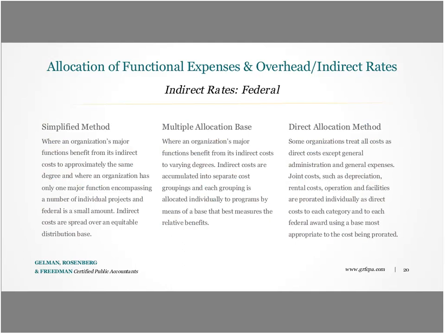So there are three basic methods for allocating indirect costs under CFR 200: the simplified method, multiple allocation, and direct allocation. The simplified method is generally used when you have one main programmatic activity with multiple grants. Under this method, you would evenly spread indirect costs to all grants. So this is the most common and most preferred methodology.